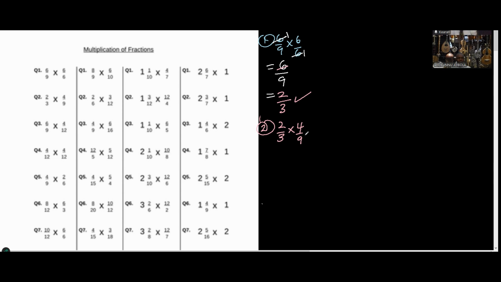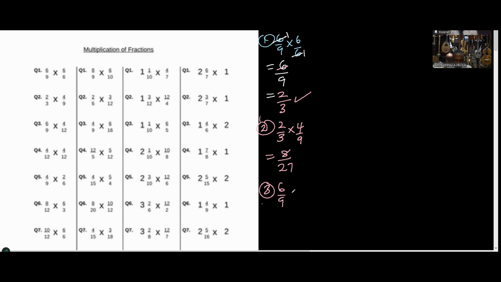Okay, like this, nothing above can divide anything at the bottom. So 2 times 4 is 8, and 3 times 9 is 27. This is in the simplest form. Is that clear? Then number 3, 6 over 9 times 4 over 12.